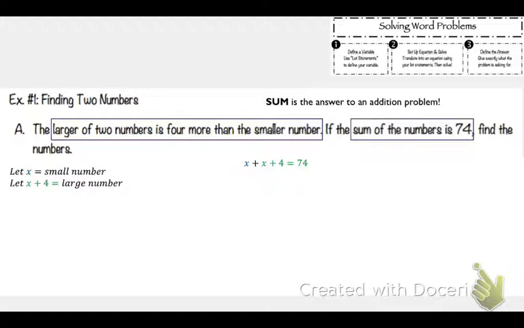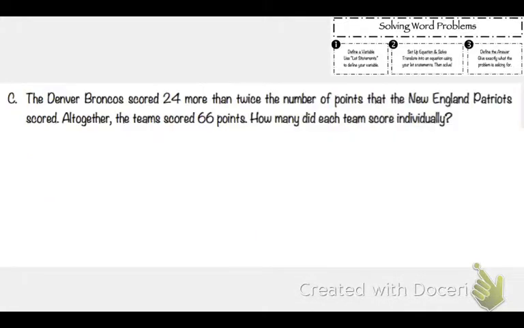Then I'm going to solve this. x plus x is 2x plus 4 equals 74. Subtract the 4 over, 2x equals 70, divide by 2, x equals 35. So that means the small number is 35, the large number is 35 plus 4, which is 39. Okay, so I defined those terms: the small number is 35, the large number is 39.